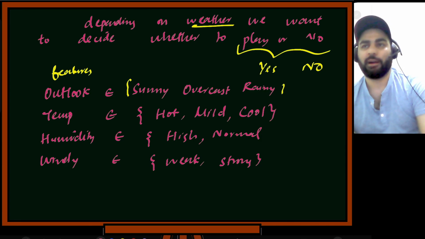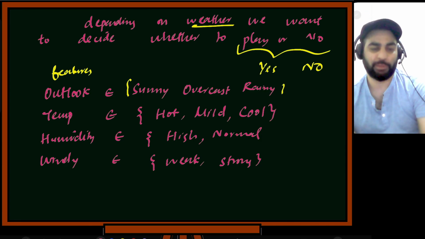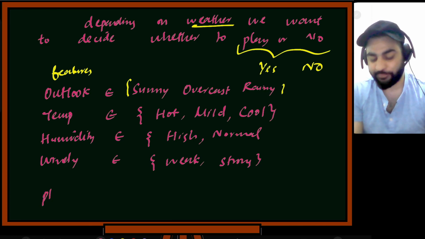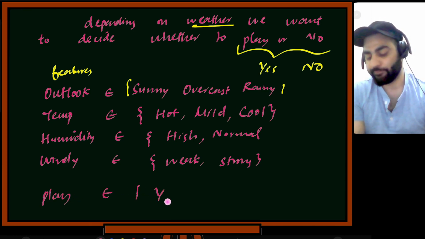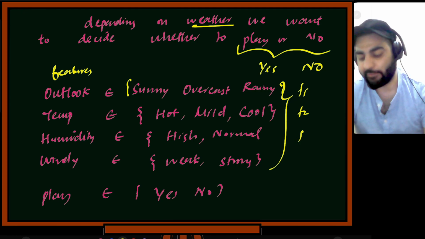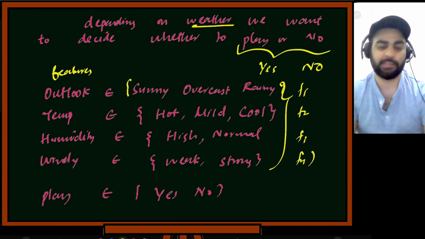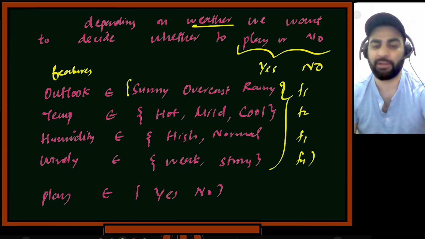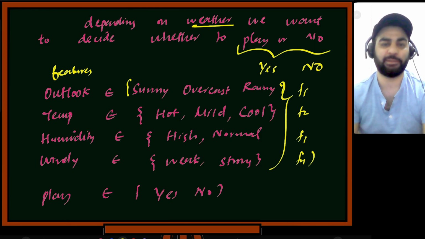This is the weather information I have, and based on this, I'll have to decide whether to go to play or not. So play here will belong to yes or no. These are my features, F1, F2, F3, and F4, and these are my labels, yes or no. Everybody with me? Understood the problem statement?